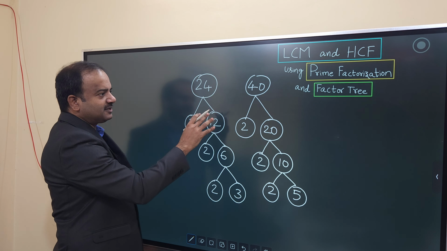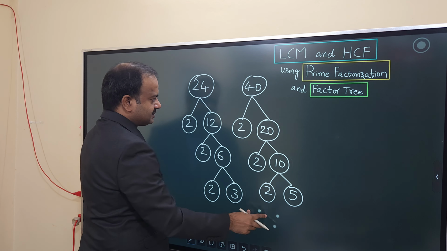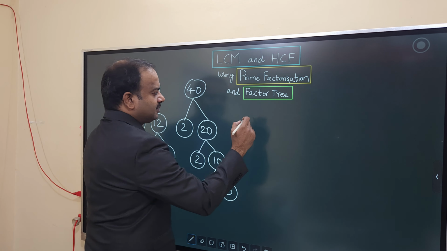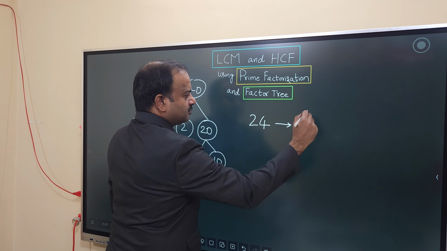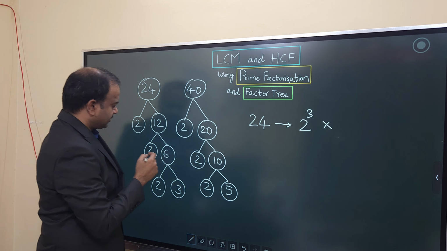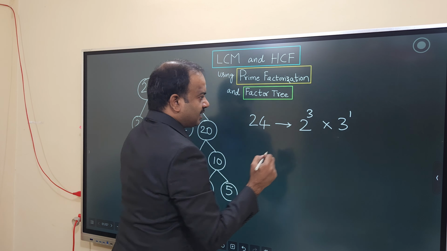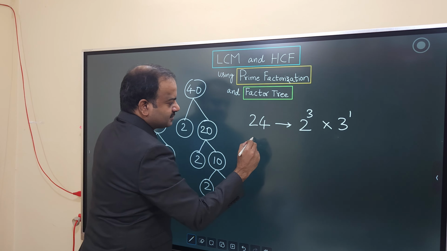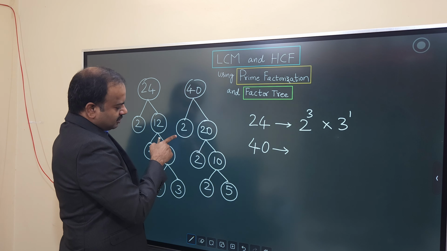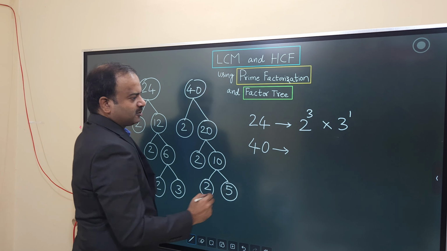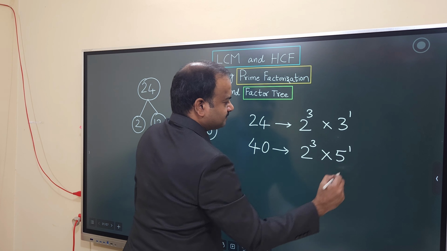So now 24 can be written as 2 cube into 3. Let's write this here. 24 can be written as 2 cube into 3 power 1. Now the next one is 40. So 40 can be written as 2 cube into 5 power 1.